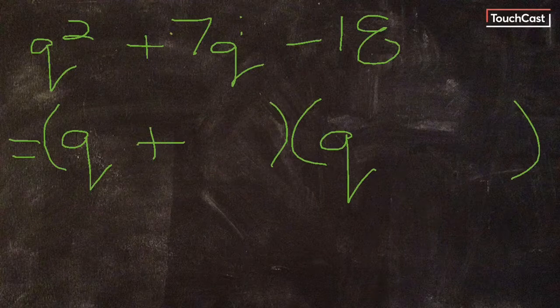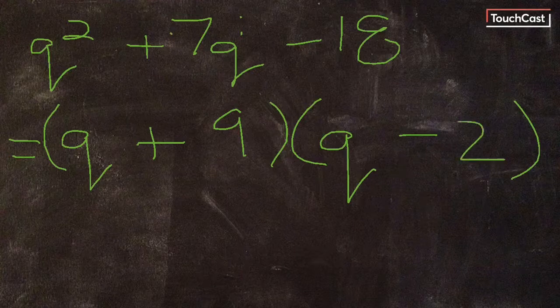So if I do plus 9 minus 2, positive 9 minus 2 is going to give me 7. So two numbers multiplied together that will give me negative 18 are positive 9 and negative 2. And then if I add those two numbers together, positive 9 minus 2, that's going to give me 7. So that's how I factor that question.